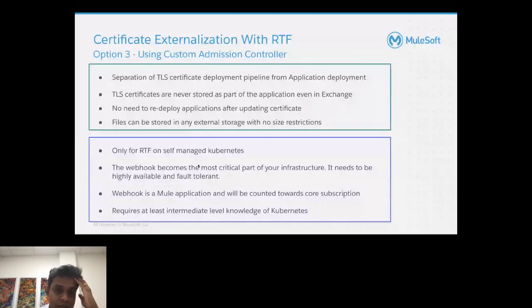Now, some of the drawbacks are this is only for Runtime Fabric and self-managed Kubernetes. Like I said, the webhook is the most critical part of infrastructure at that point. It needs to be highly available. It's a Mule application and it will utilize cores. So take that into consideration when you're doing sizing. You need to have pretty good knowledge of Kubernetes if you want to operate it.